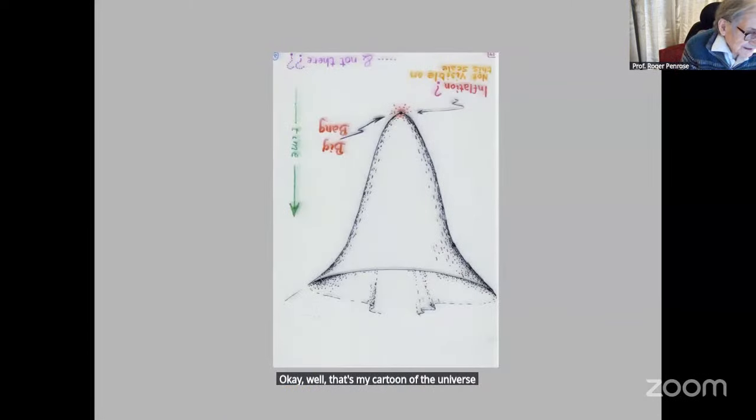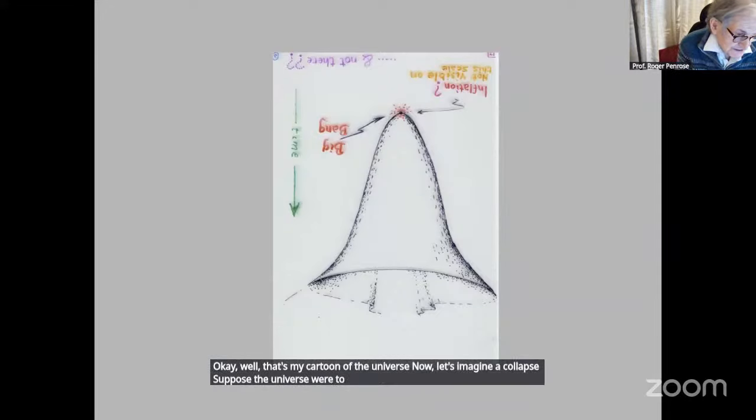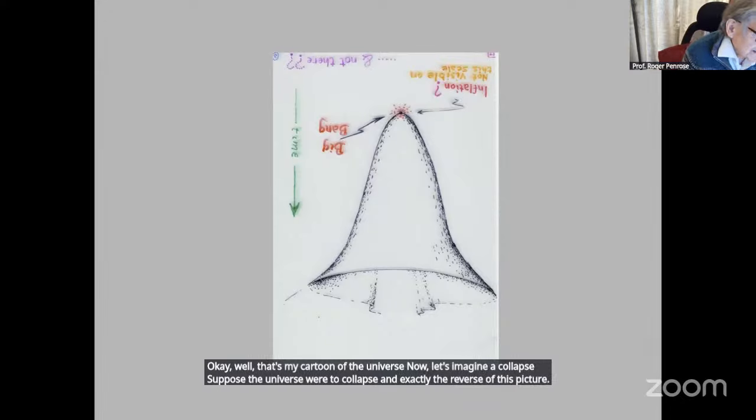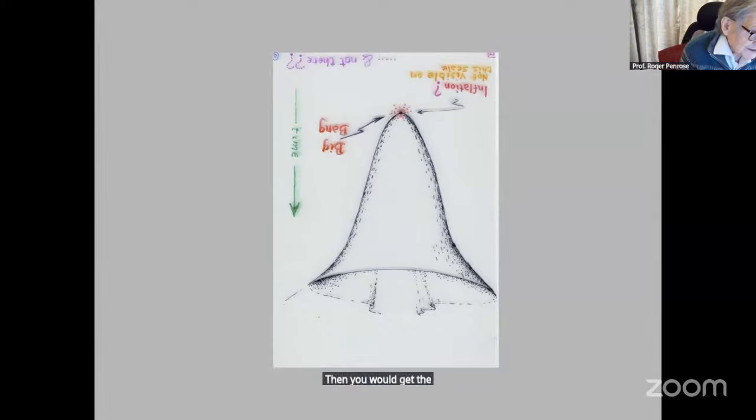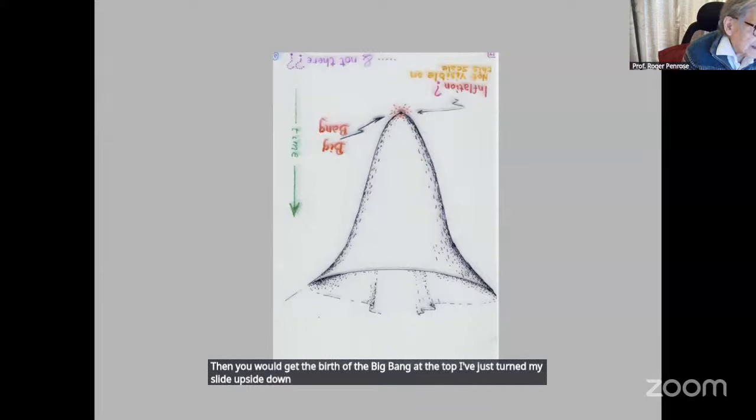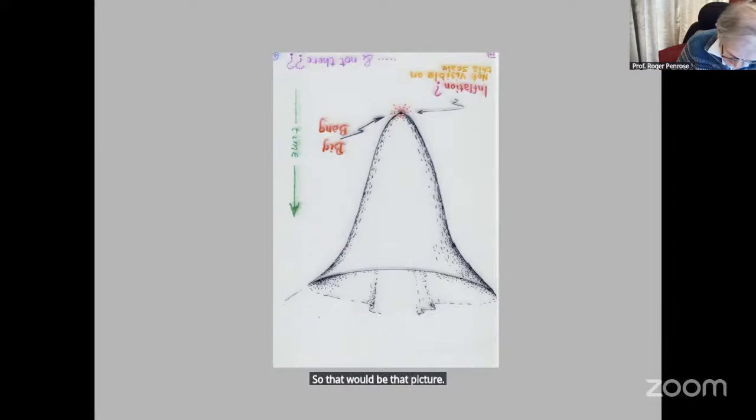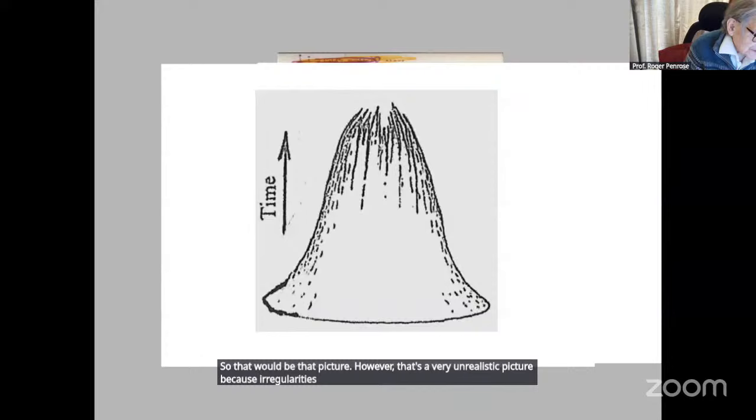Now, let's imagine a collapse. Suppose the universe were to collapse in exactly the reverse of this picture, then you would get the reverse of the Big Bang at the top. I've just turned my slide upside down. That's all I've done here. And the Big Bang is now a big crunch instead. So that would be that picture. However, that's a very unrealistic picture because irregularities will cause a much more complicated business.